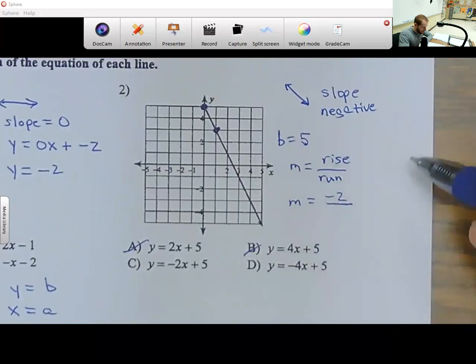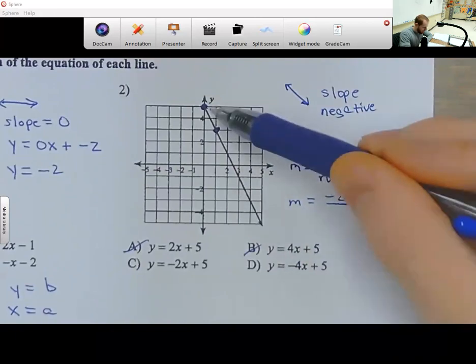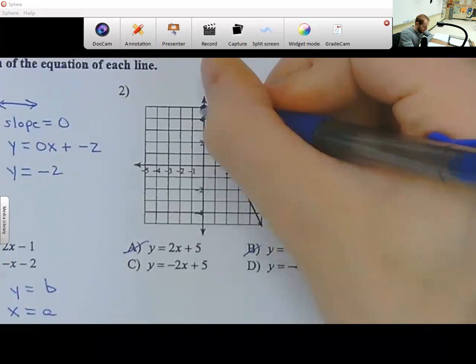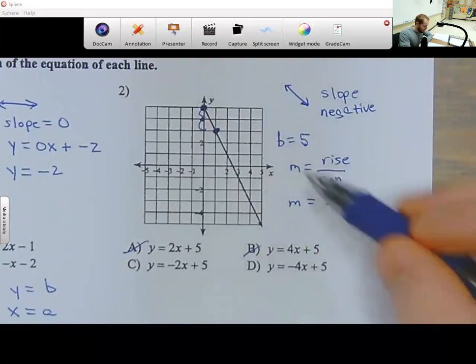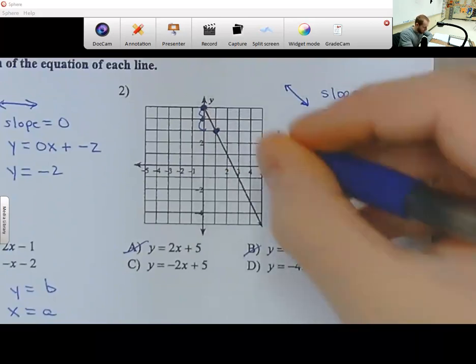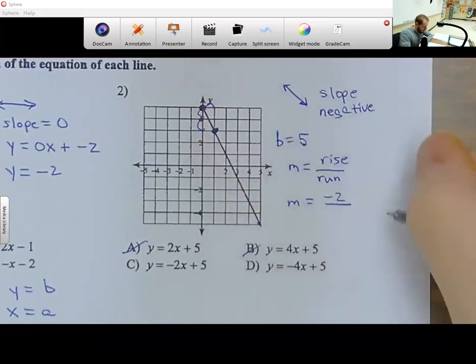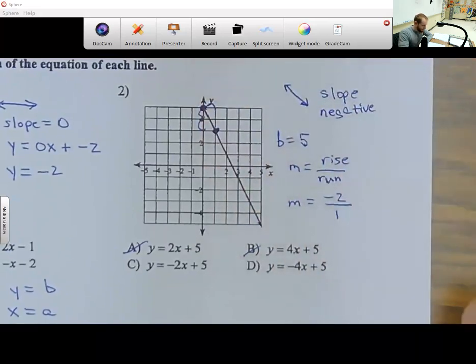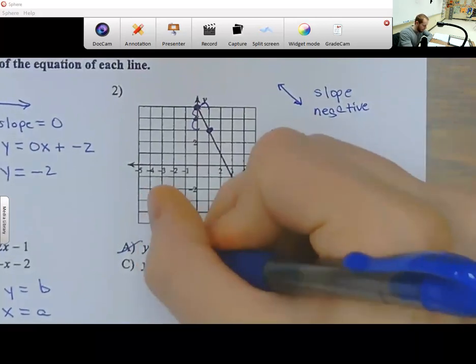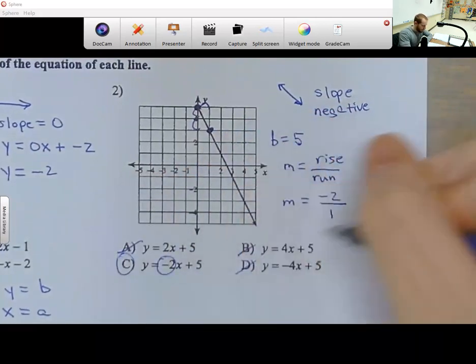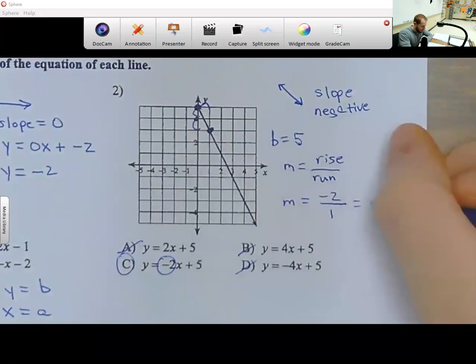So that means the graph is actually falling from left to right. So we're going down 2, 1, 2. But how far is the graph going to the right? Well, between this point and this point, it's only going to the right once. So that's going to be a 1. So I've got -2 over 1. If I divide those two numbers, that's going to give me that -2 that I want right here. So I know it's going to be C. M equals -2.